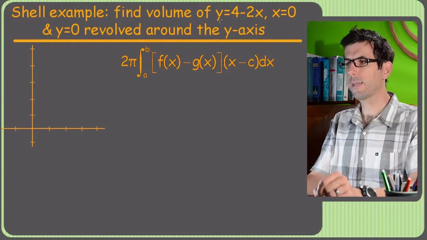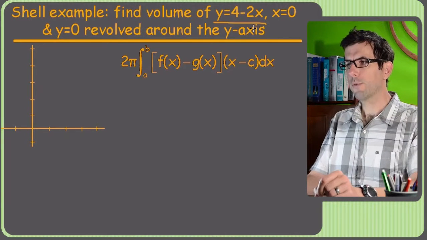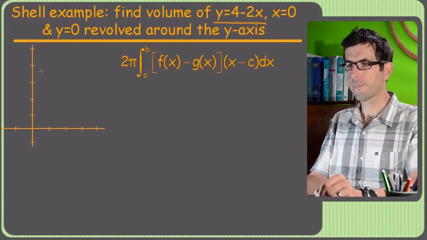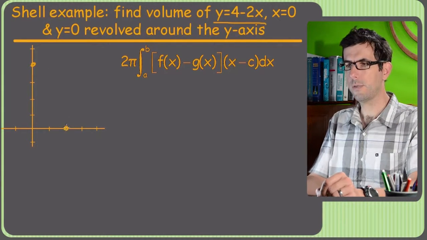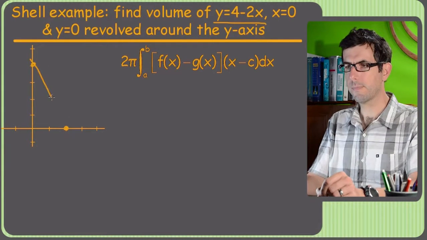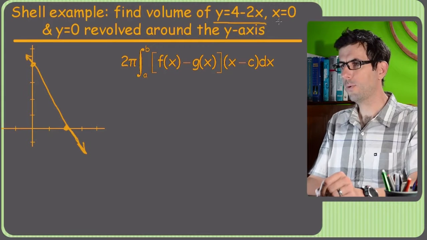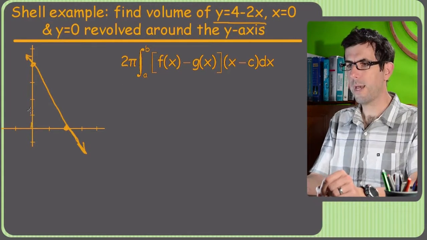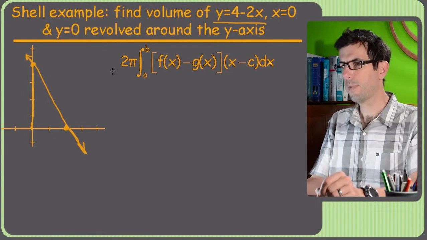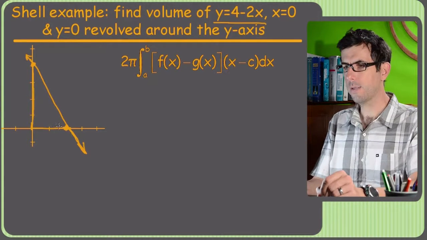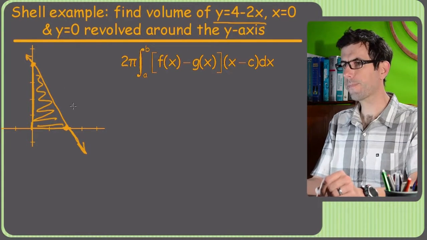All right, so let's take an example. y equals 4 minus 2x. So let's see, that's 1, 2, 3, 4. Y-intercept of 4, and then minus 2, so kind of like this. It's not my best line ever. All right, so 4 minus 2x, x equals 0 is the y-axis. And then y equals 0. Okay, so we're looking at this region right here.